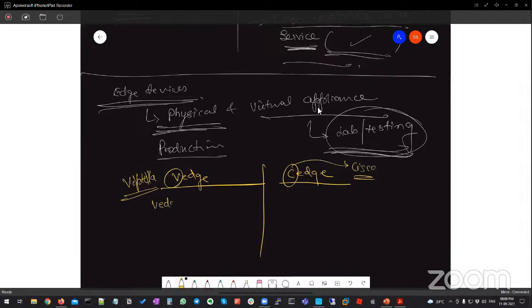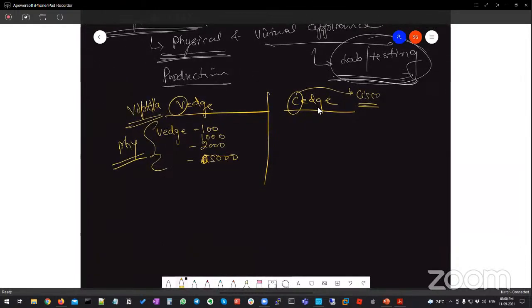So if you talk about V-Edge, there are different models like V-Edge 100, 200, 2000, sorry, your 1000, and then your 5000. Again, what is the difference? Give me some time, I will tell you the difference. So these are your physical ones. And then you have a virtual appliance as well, which is known as vEdge Cloud. To enable that as well, you need to take the license. Without license, it's not going to work.